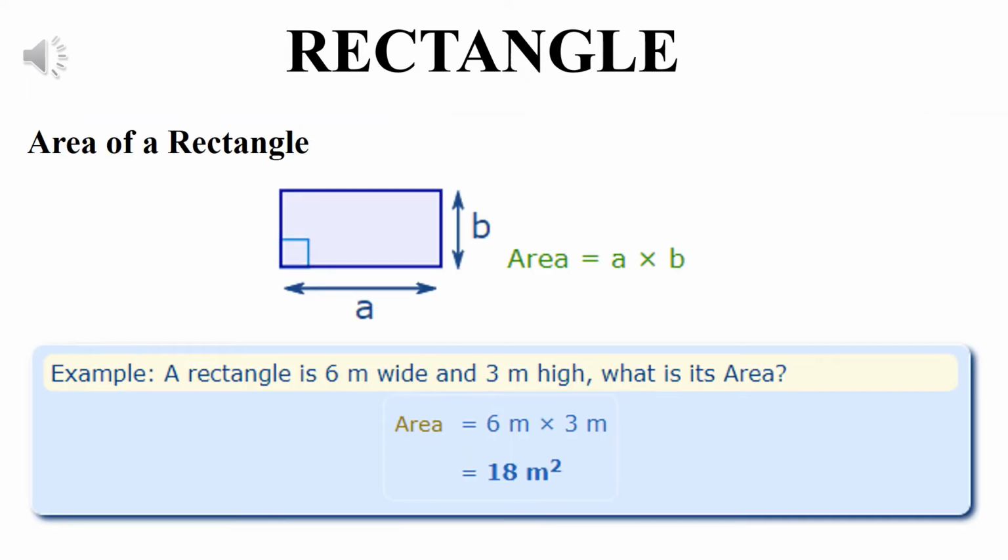Area of a rectangle. Area is equal to A times B. Example, a rectangle is 6m wide and 3m high. What is its area? Area is equal to 6m times 3m, which is equal to 18m squared.